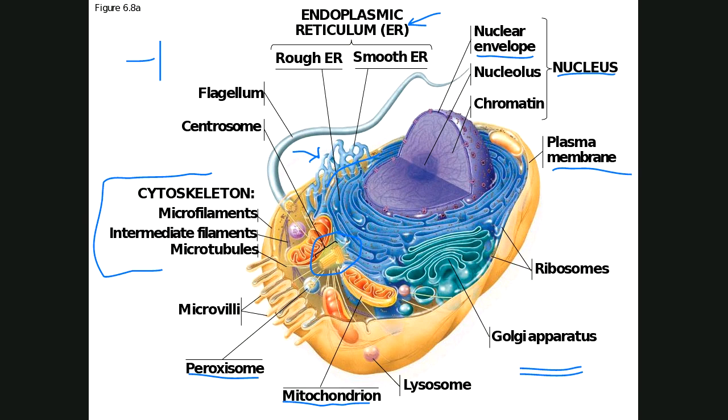So if you were to make a swag by looking at the structure of the rough ER and the smooth ER, what would you say the purpose was? What would you say that you think goes on with the ER?